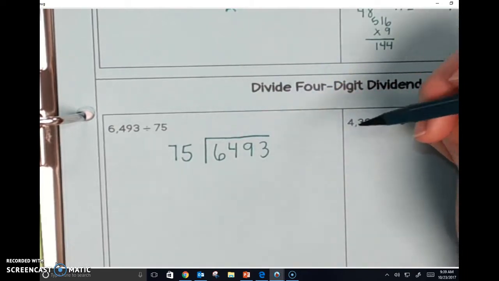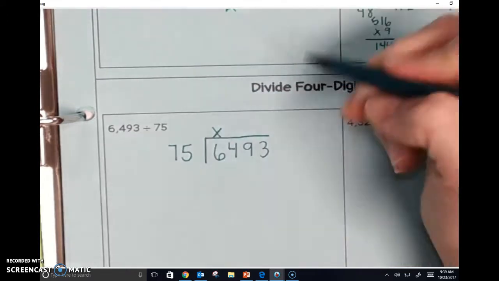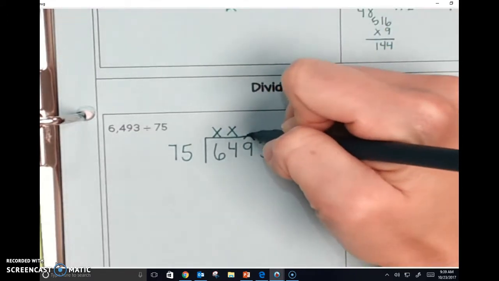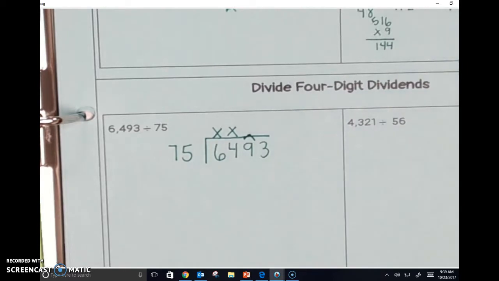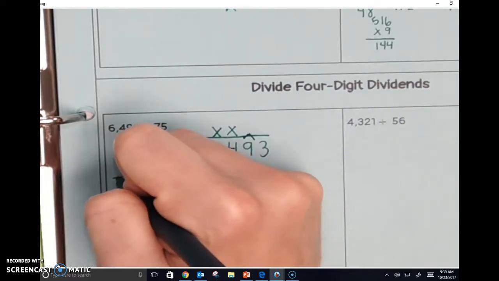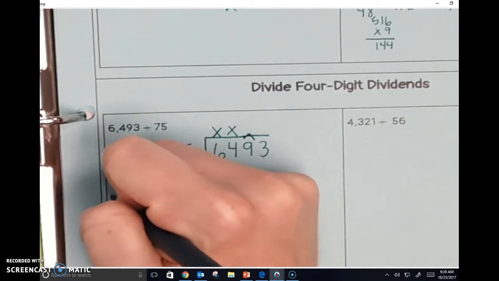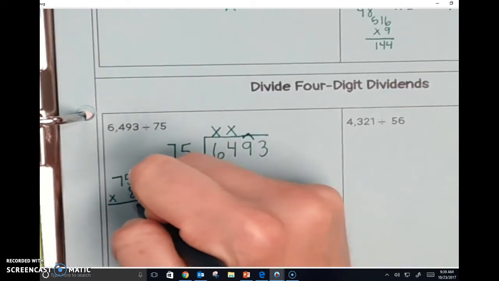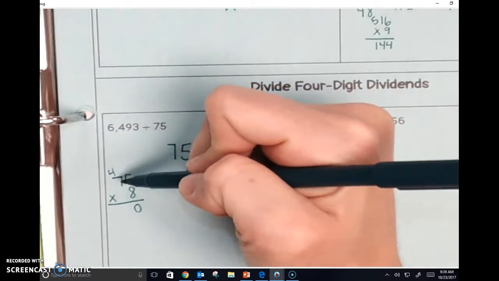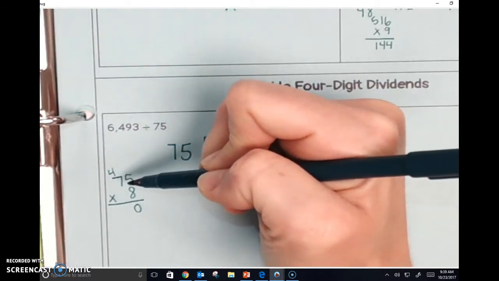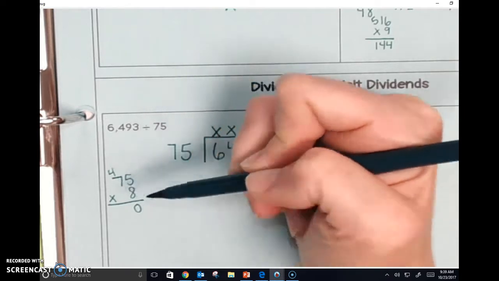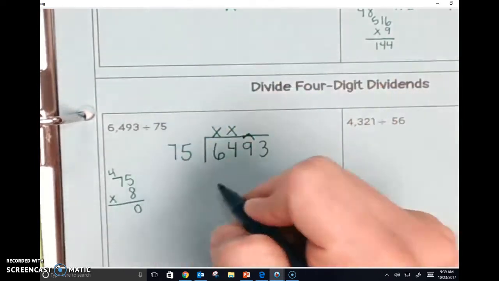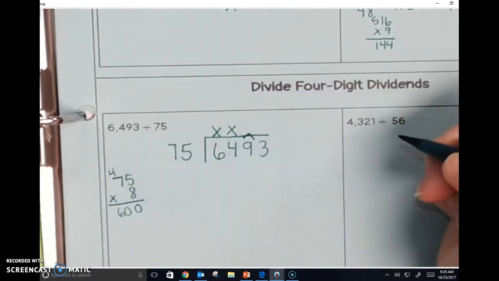Okay. Can 75 go into 6? Can it go into 64? No. So I can go to 649. I'm not fluent in my 75s, so Trinity, what do you want to multiply by? 8. So 5 times 8 is 40. 7 times 8 is 56 plus 4 is... Yeah, it's going to have to be 8, because if it was 9, it would be 675.